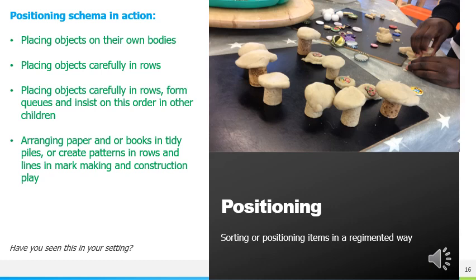Loose parts are fabulous for positioning. So children will naturally have the urge to place them in the positions they want to be placing them. They may be placing objects on their own bodies. They may be placing objects carefully in rows. Are children placing objects carefully in rows, forming queues and insisting the others are in order with the other children? So are they bossing everyone around?